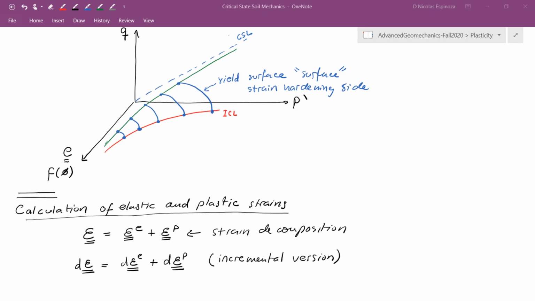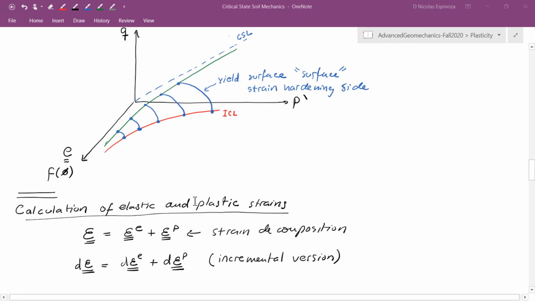In this second part of the Cam-Clay model, we're going to see how to calculate elastic and plastic strains. In order to do that, we are going to base our calculation on the strain decomposition principle that tells us that we can add up elastic strains and plastic strains in order to obtain the total strain. And the same principle is going to apply for incremental changes of strain, that we can partition into elastic and plastic strains. So we're going to use then the Cam-Clay model in order to calculate these strains.